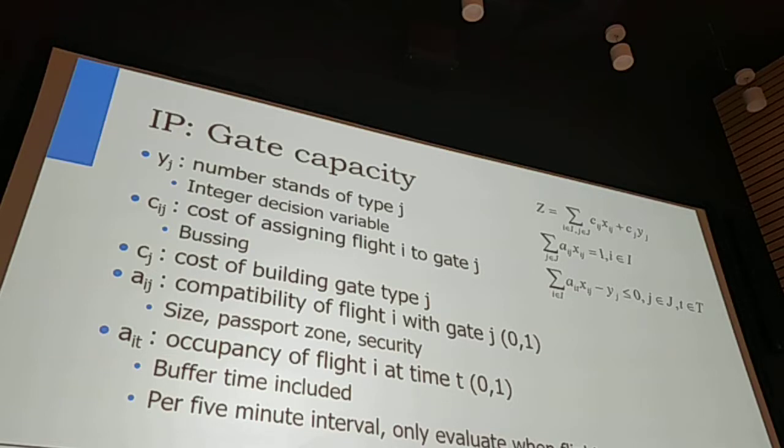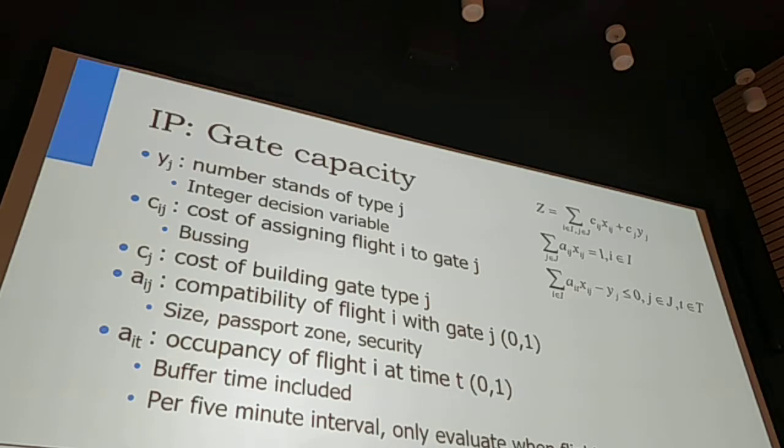So there are certain costs of assigning certain types of gates, or certain stands. If you have a remote stand, for example, we have the cost of busing. But there is also the cost of the building: if we have a contact stand, it will be much more expensive than a remote stand. So in this case, we can basically look at the trade-off between investment costs and operational costs.